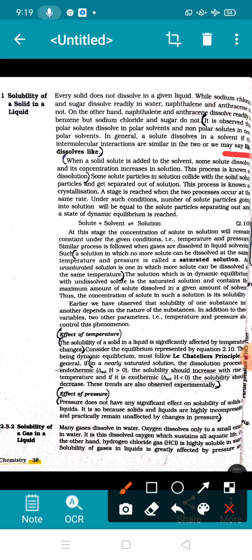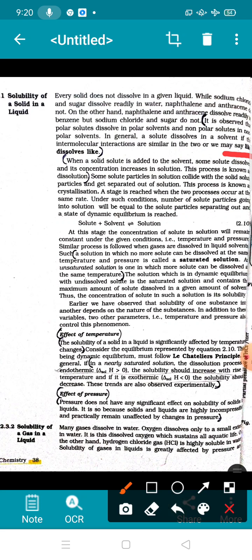So here I have marked the definition of a saturated solution. You can see a solution in which no more solute can be dissolved at the same temperature and pressure is called a saturated solution, and an unsaturated solution is one in which more solute can be added at a particular temperature and in the same volume of solvent. If we have an unsaturated solution, then this arrow will no longer be reversible. We have to replace it by a single-headed arrow.